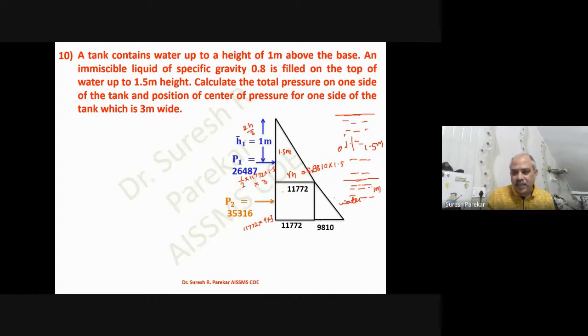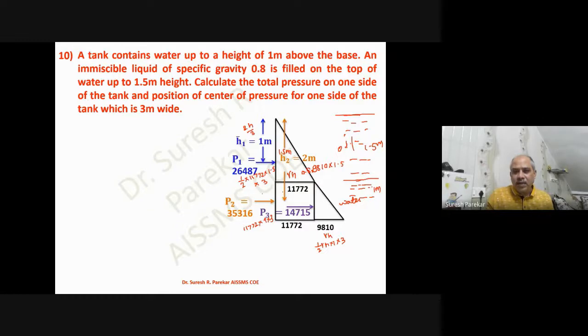Then we have this as a triangle. Then 9810 gamma into H, H is 1 meter, and this will act as 1 half gamma H into 1. Then we will get this force equal to 14715, because we have to multiply it again by 3, which is the width of this.